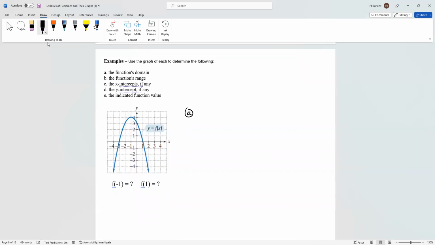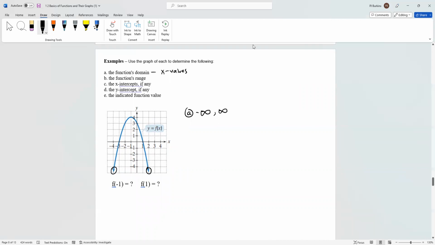So domain, remember, means x values. What values of x am I allowed to have? Well, this thing continues on forever on both ends. So eventually, it might take a while, but it's going to pick up all values of x, which means that I can get from infinity in the negative direction to infinity in the positive direction.